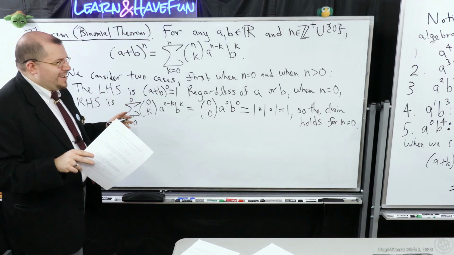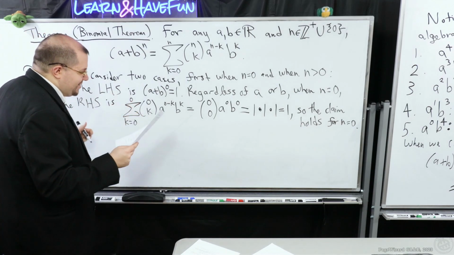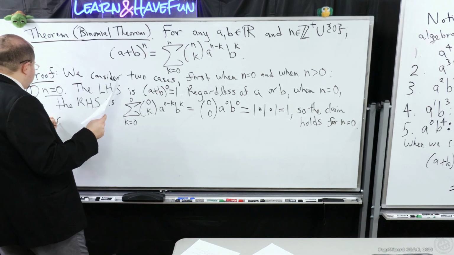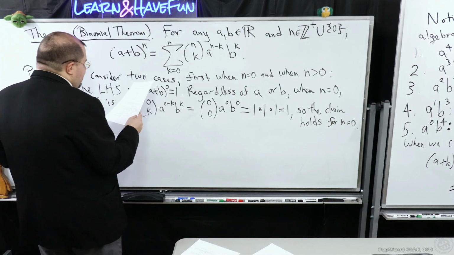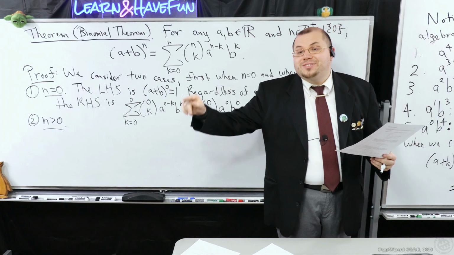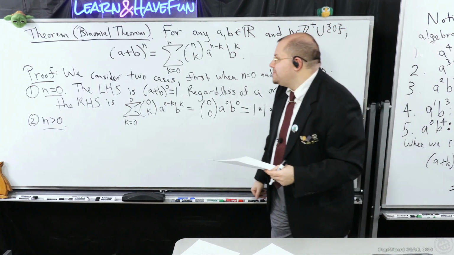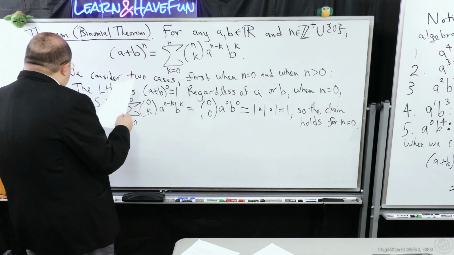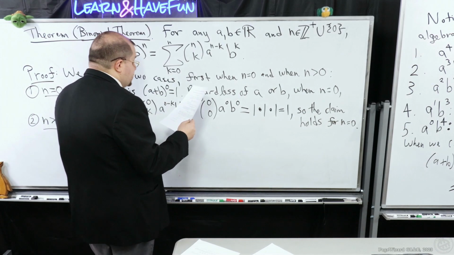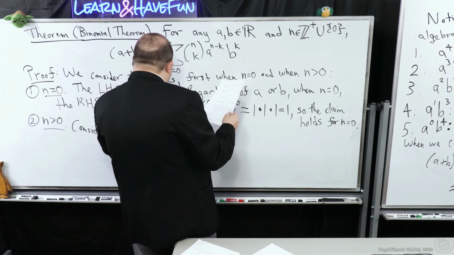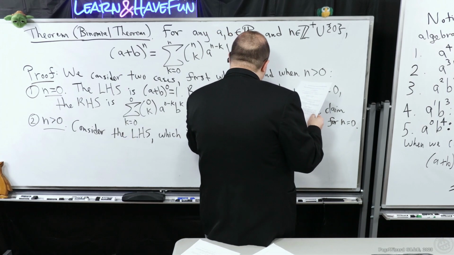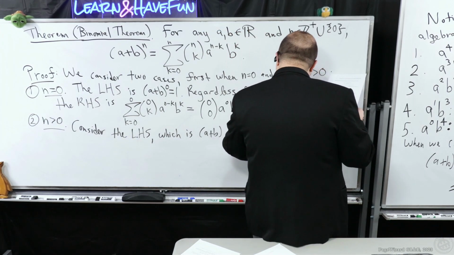Now we got to consider when n is greater than 0. So our second case is when n is greater than 0. So we're going to start by considering the left-hand side and see what that means based on a discussion about factors. So consider the left-hand side, which is a plus b written exactly n times, right?